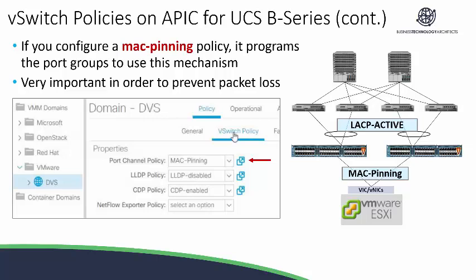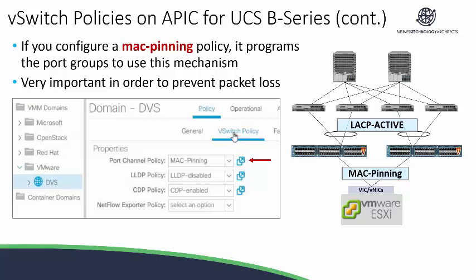vSwitch policies for UCS-B series. If we configure a MAC pinning policy, it programs the port groups to use this mechanism. It's very important in order to prevent packet loss. So the leaf would see UCS on ports X or Y for FI1234. The ESX host also sees the same UCS on VMNIC 0 and VMNIC 1 for the FI with Ethernet Y and Z ports.